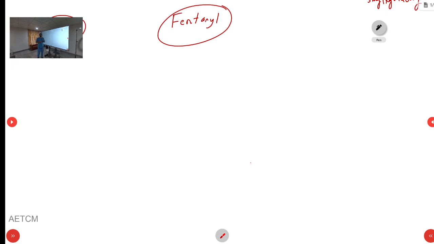Fentanyl belongs to synthetic opioid analgesics. Coming to the mechanism of action, it is a synthetic opioid agonist that binds to the mu receptors of the CNS, thus inhibiting the ascending pain pathway and altering the pain perception. It also decreases the sympathetic response and can decrease heart rate and BP.